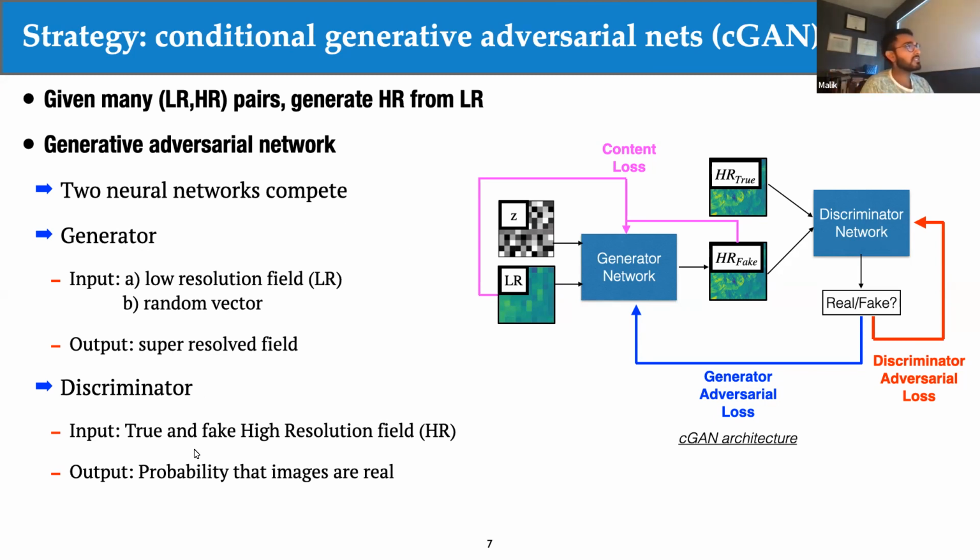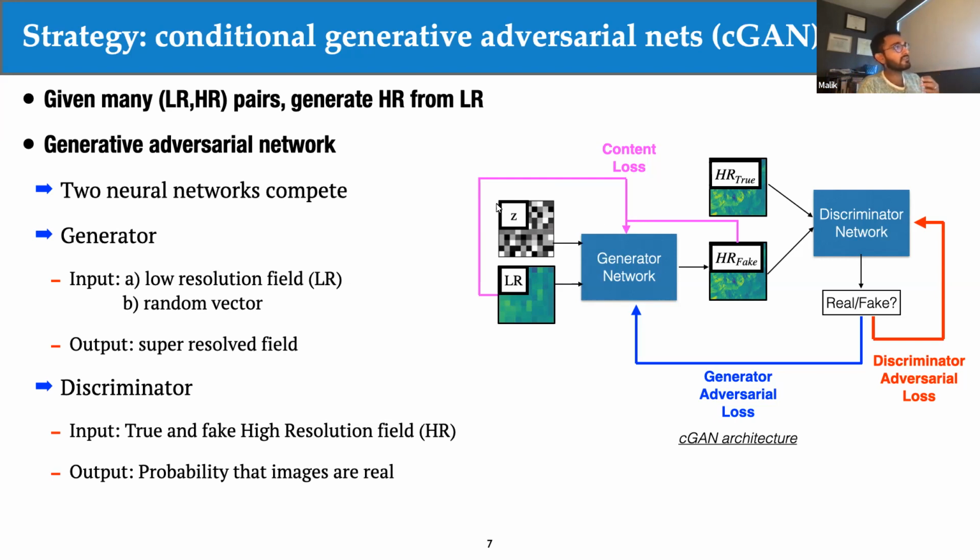Many people have been using this, but it has a fundamental problem. So if I focus just on the generator and we look at how it interacts with its environment, it has a generator adversarial loss, so that's how much it fools the discriminator, and a content loss, which is how consistent is the high resolution with the low resolution.